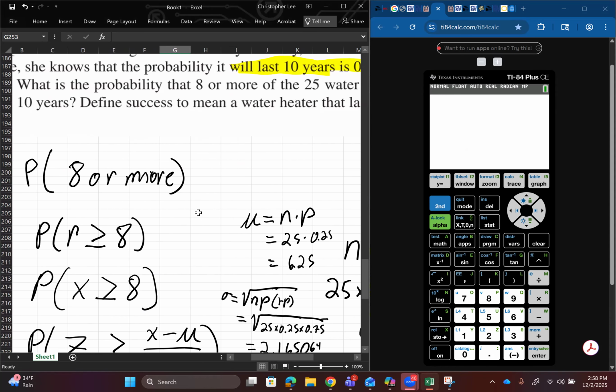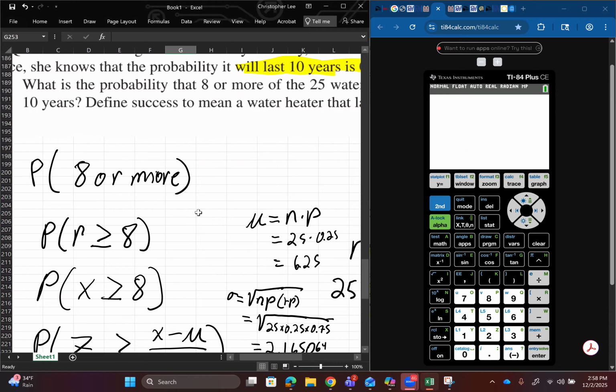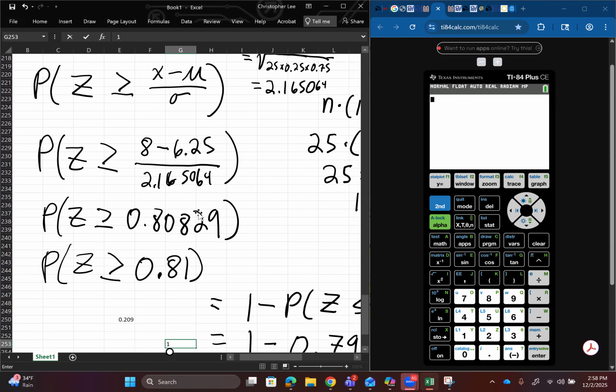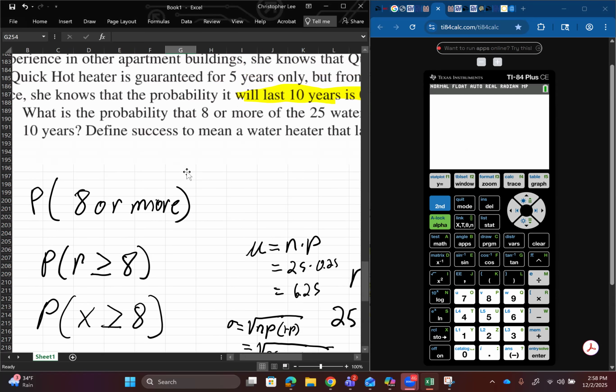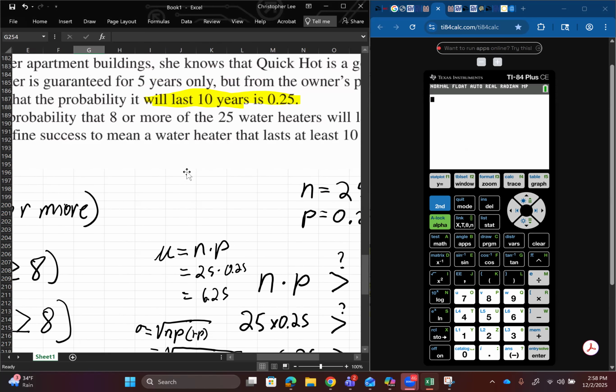So we want to do 8 or more, right? Same thing with the calculator, right? It can't do greater than, so I have to use the complement of it. So I'm gonna do 1. Oh shoot. I messed up. Come back up here. Let's try it again.